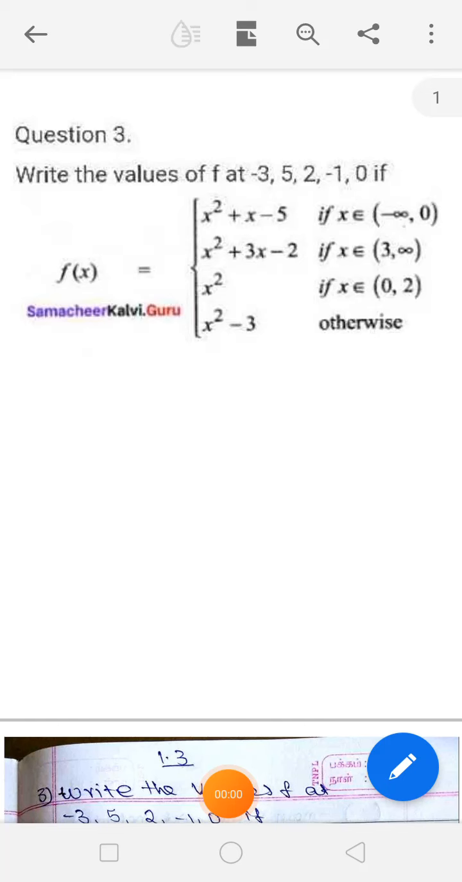Yeah, look at the third question, the 1.3 exercise. Write the values of f at minus 3, 5, 2, minus 1, 0 if f of x is equal to sum of the functions. So we want to find what value f takes at minus 3, and f at 5, f at 2, f at minus 1 and f at 0.